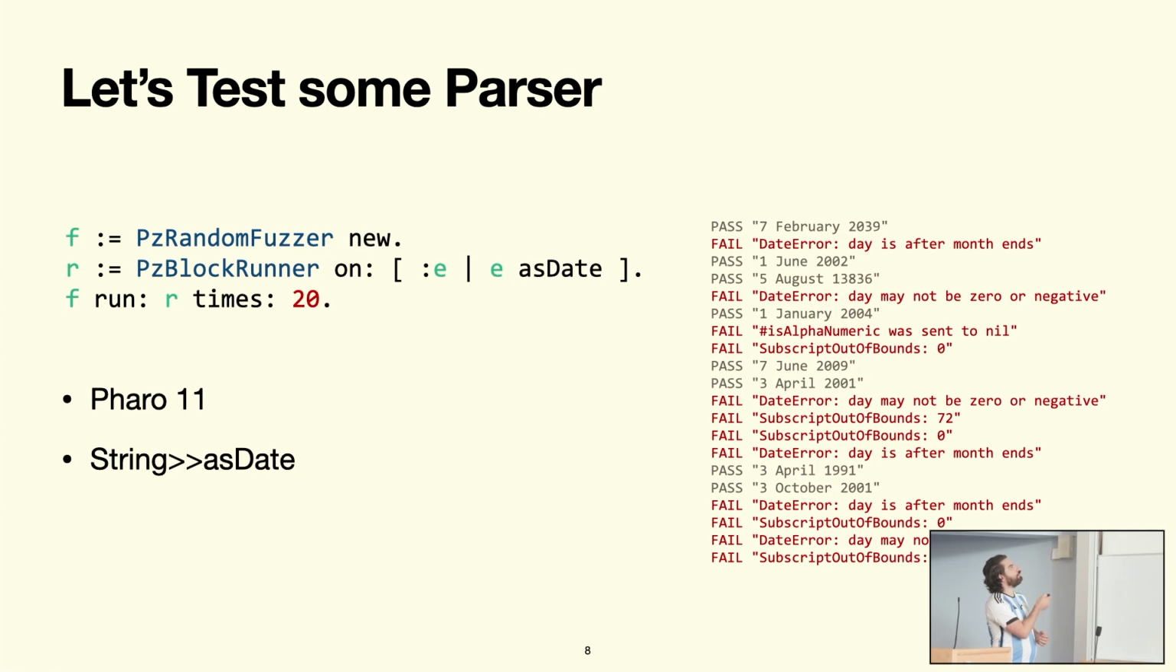So this is in Pharo 11, as it is right now. What happens here with this block runner is that it will capture the exceptions, and if there was an exception, I consider this as a failure.